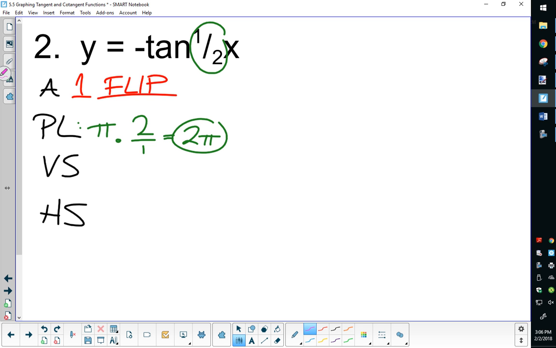What's my vertical shift? None. Horizontal shift? None. Let's make our scale. It's the 3 things we need. We need an asymptote, we need a middle dot, we need an asymptote. How far is it to go from one asymptote all the way across to my other asymptote? 2 pi, because that's my period length. If it's 2 pi all the way across, how far is it going to be to go from one asymptote to the center? 1 pi.